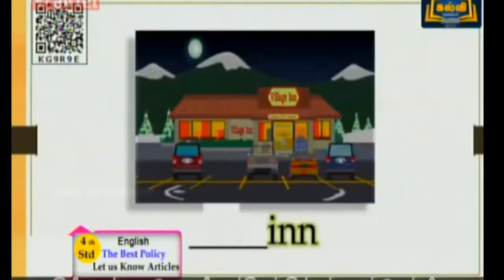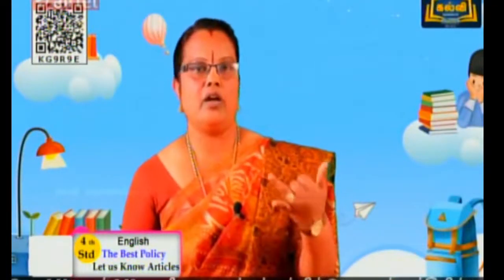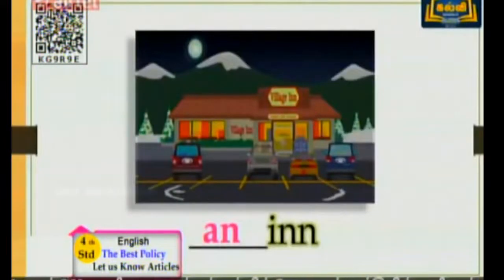Coming to the next picture, this is an inn. In a small hotel, an inn. You just see the spelling and just see the sound of the spelling. I-N-N. So which article should you use? Whether A or an? Yes, it is obviously understood. An inn. An inn. You're right.